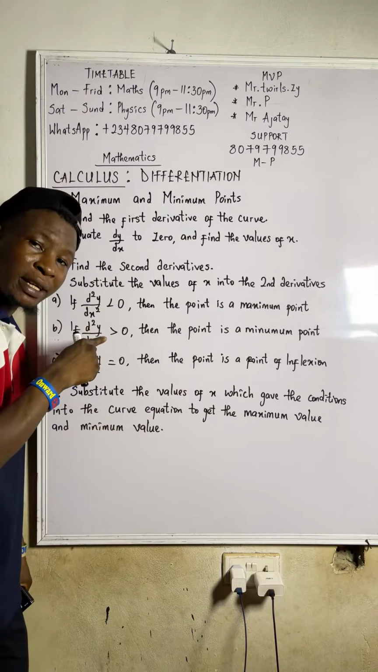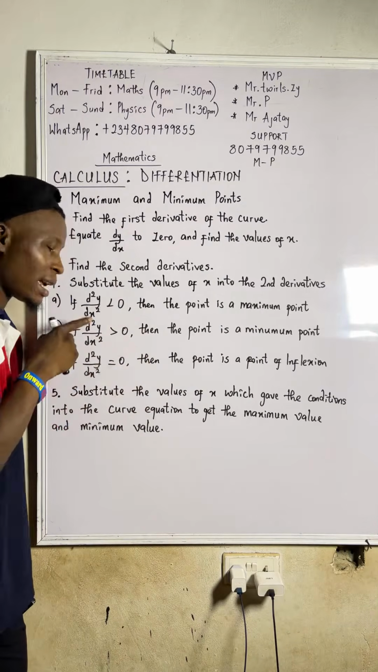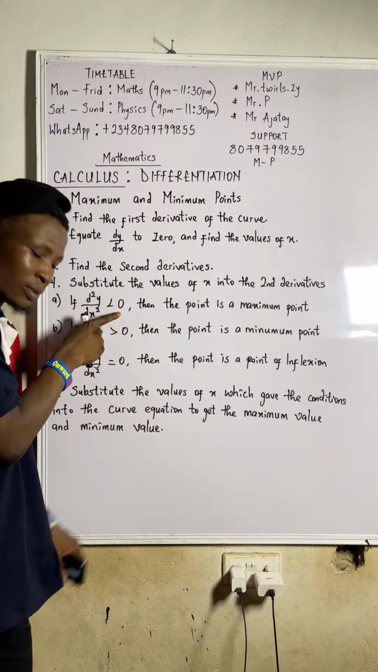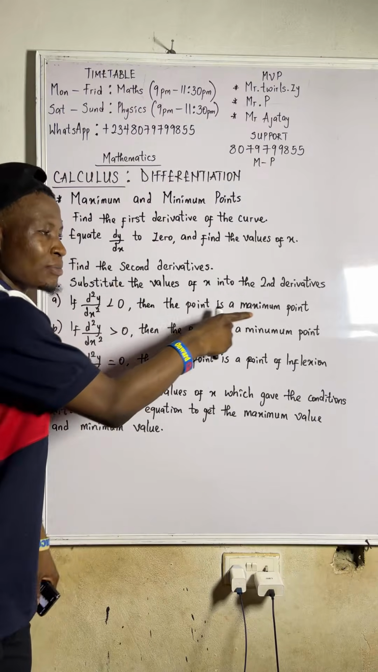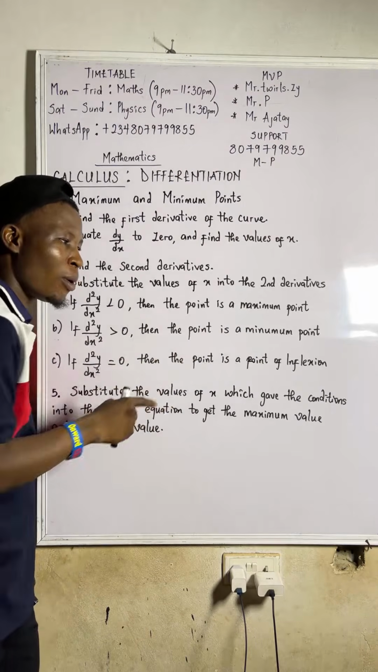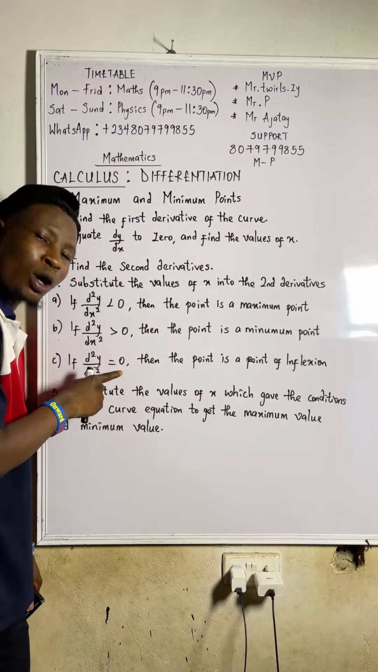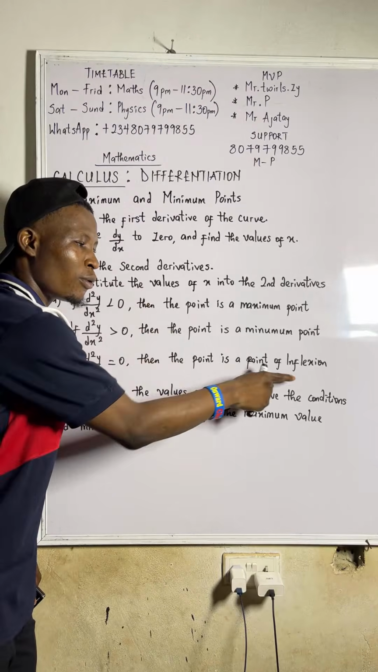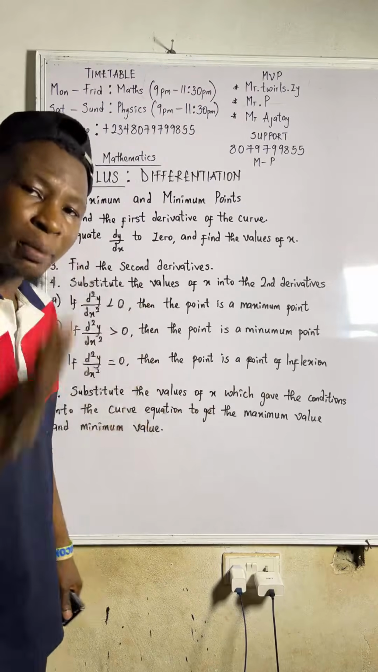If your second derivative, when you have put the value of x inside, is less than 0, then that's the maximum point. If it is greater than 0, then that's the minimum point. But if it is equal to 0, then that's the point of inflection. We call it the stationary point.